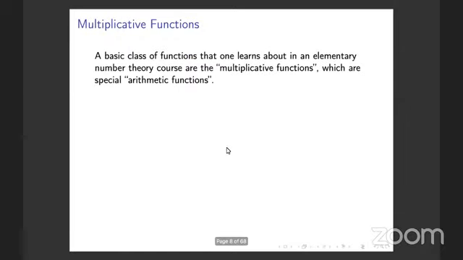And we are going to talk about what are called multiplicative functions. First one learns about a special class of functions called arithmetic functions, and you learn about them in an elementary number theory course. So let's define arithmetic functions. These are just functions from Z plus into complex numbers. So these are just functions from the positive integers into the complex numbers. No demands, they are just functions.